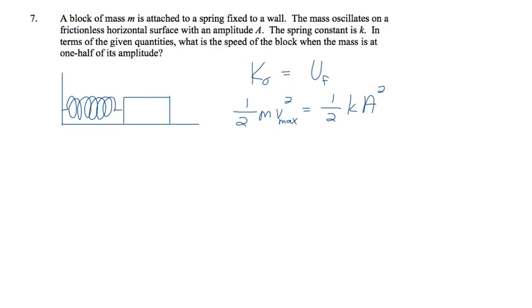So if I do that, I'm going to get V max is going to equal, first of all, I can cancel out halves on both sides, and I'll get K A squared over M. Okay, so if I rearrange this equation, I'd be bringing the M down there, and then that would equal V max squared. So that's going to equal the square root of K A squared over M.